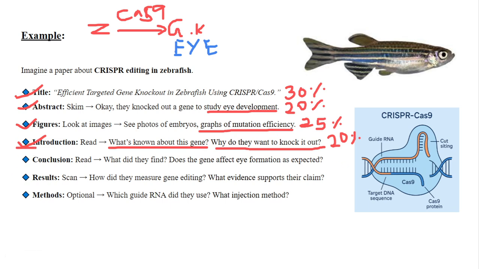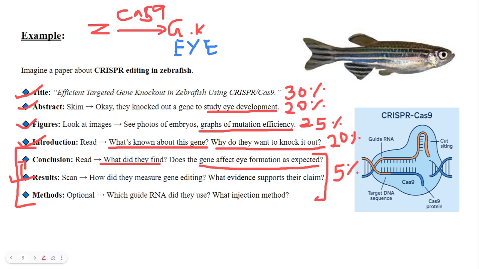Okay, next: conclusion, results, and methods. You will get around 5 percentage here. Conclusion means read the conclusion: what they found, which genes affected the formation, and what conclusion they gave. The results they got will be given in the conclusions. Okay, that is the conclusion. And the results scan the measurements of gene editing, and the evidences support the claims like that.